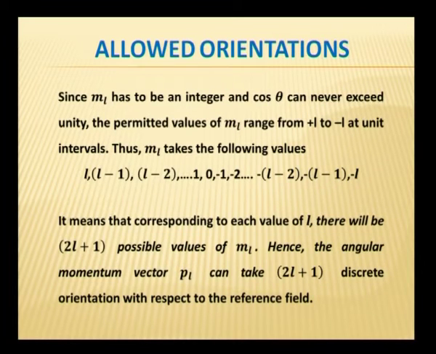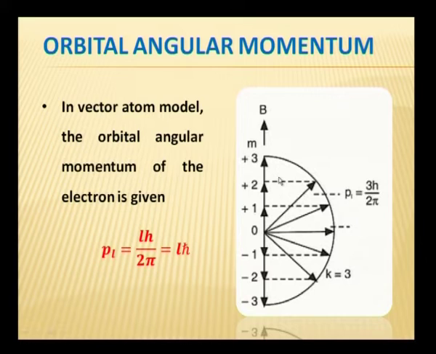ML is called the magnetic orbital quantum number that will take 2L plus 1 values starting from plus L to minus L. There are 2L plus 1 values. I showed you just now, when you have an applied magnetic field, if you are talking about the L equal to 3 state, L equal to 3 means what? I will come to the details later. L is the so called orbital quantum number.